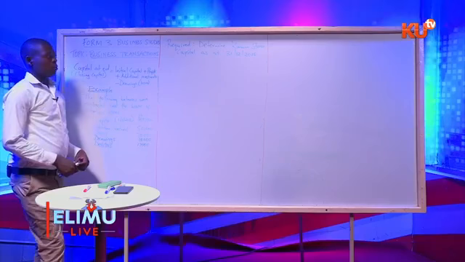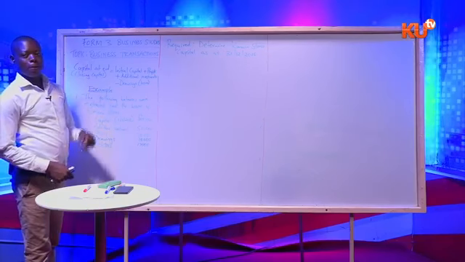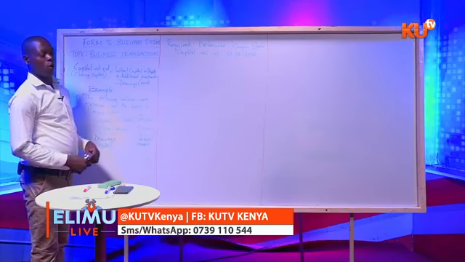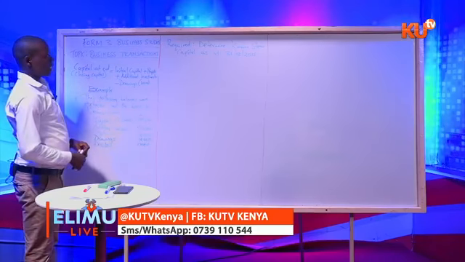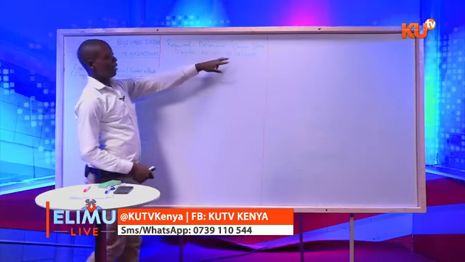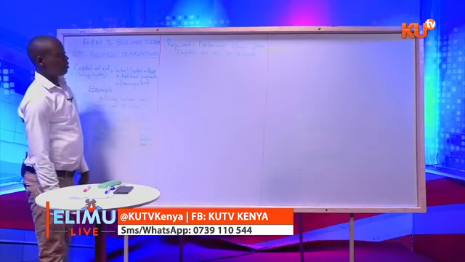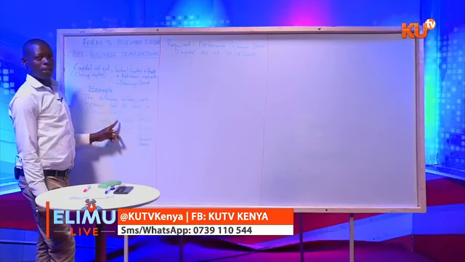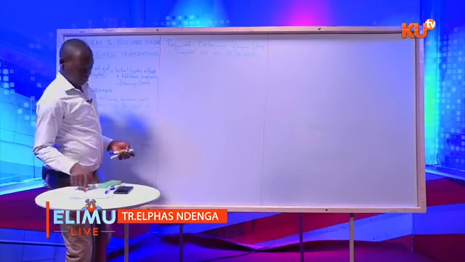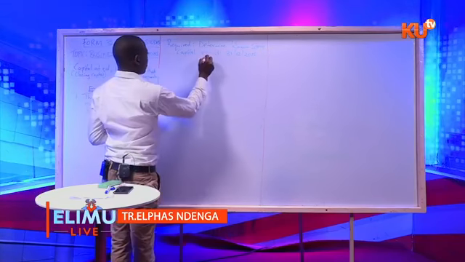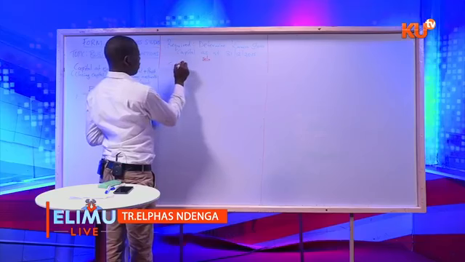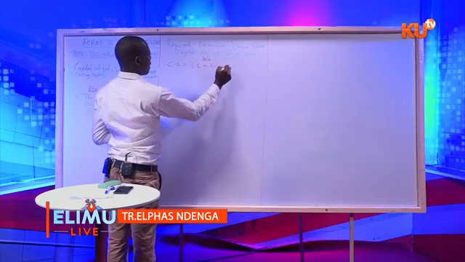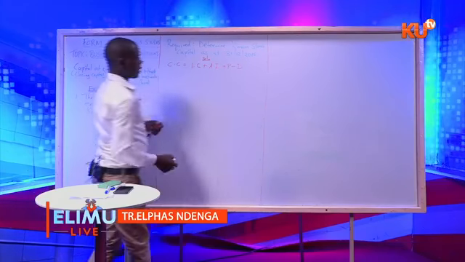So what do we do, students? First, we have to identify whether it is closing or opening capital. In this case, we're looking at the date, 31st December, that is the closing capital, because 31st December is at the end. The other one is the opening capital. So we conclude that we are determining the closing capital, and the closing capital equals the initial capital plus additional investment plus profit less drawings.